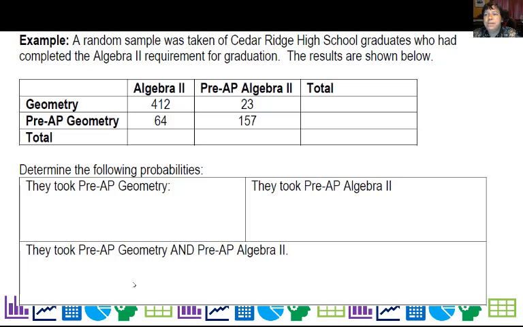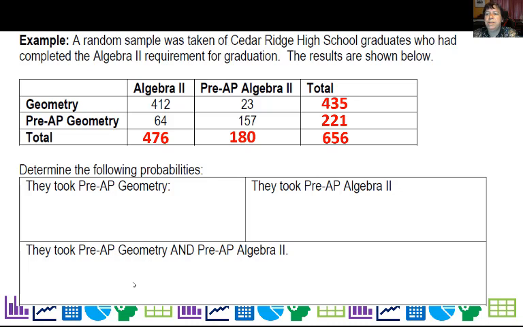Now we take a random sample of Cedar Ridge High School graduates who had completed the Algebra 2 requirement for graduation, and here are the results shown below. All right, so we'll fill out the totals. 435 took geometry, 221 pre-AP geometry, and so there are 656 students that we sampled.